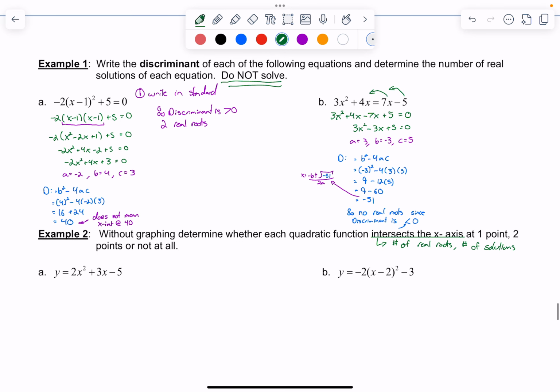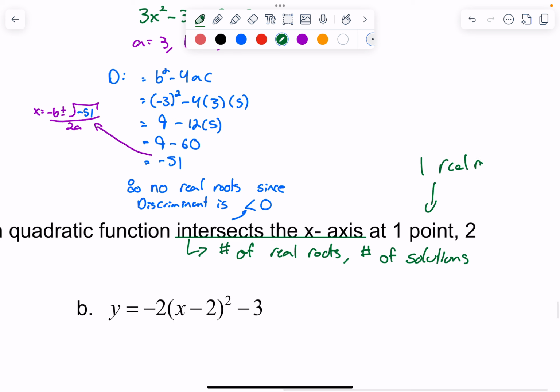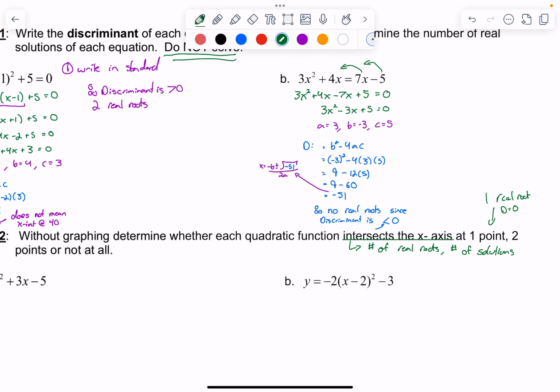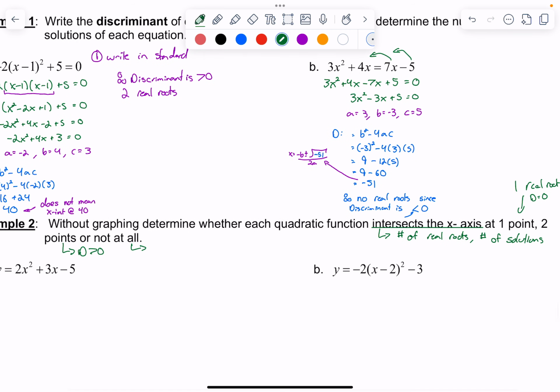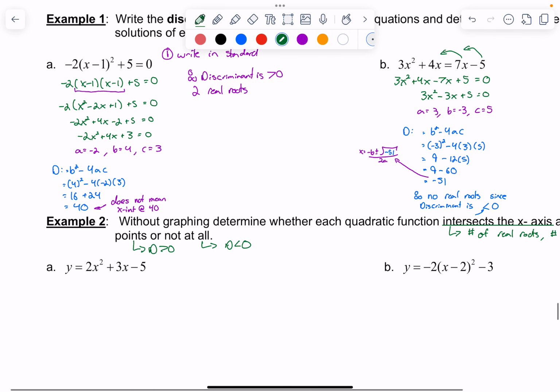So at 1 point, meaning do you only have one x-intercept, or one real root? That would happen when the discriminant is equal to 0. Do we have 2 points? Well, that would happen when the discriminant is bigger than 0. Or none at all? Well, this would happen when the discriminant is less than 0, because it'd be a negative number under the square root.